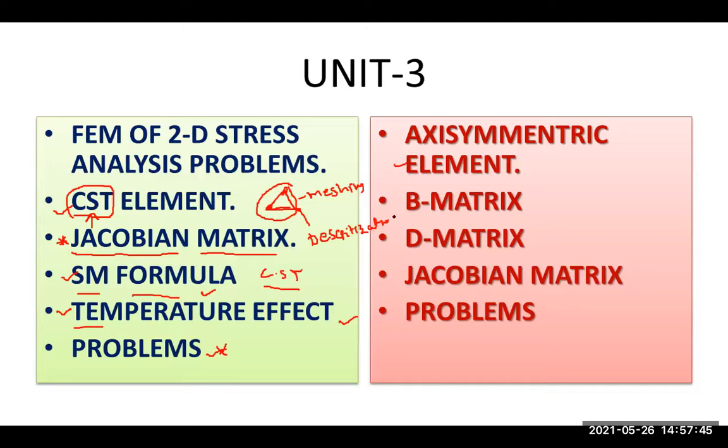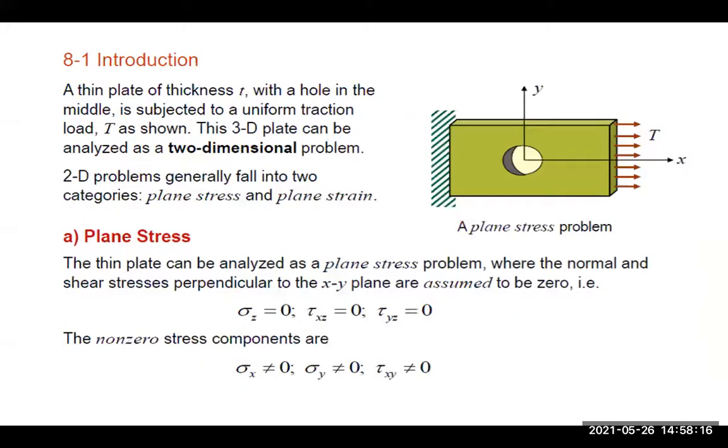Coming to the second part, we are going to talk about the axisymmetric elements. In that axisymmetric element, we majorly talk about the B matrix and the D matrix. We're going to define these whenever we go for the derivation. Also in this one, we're going to define the Jacobian, and at the end of the second part, we're going to see the problems. So this would be the entire planning for unit number 3. Let us start with unit number 3.